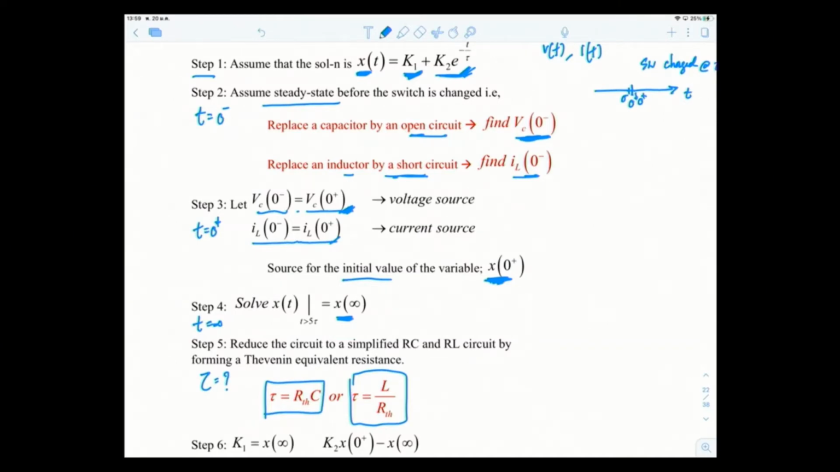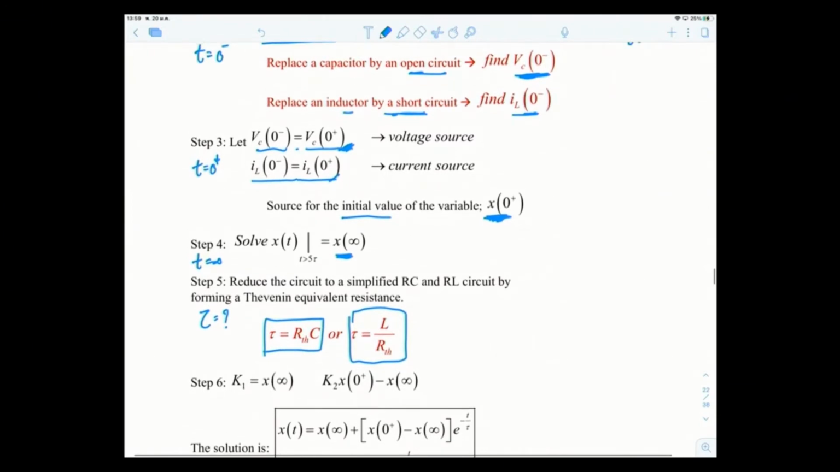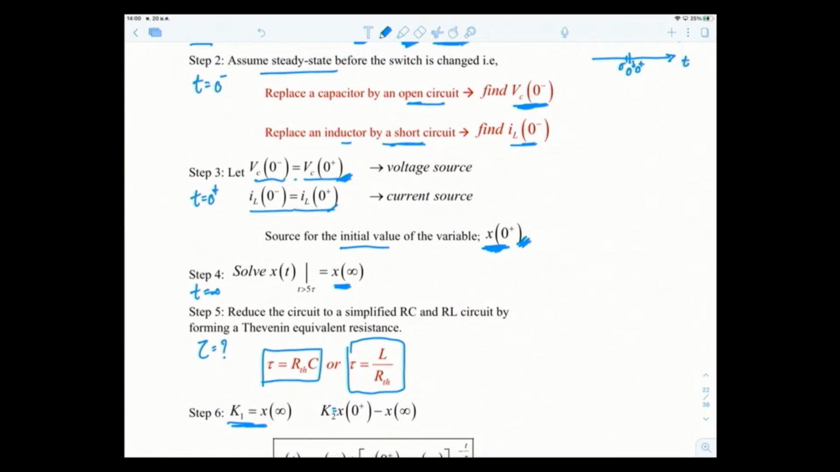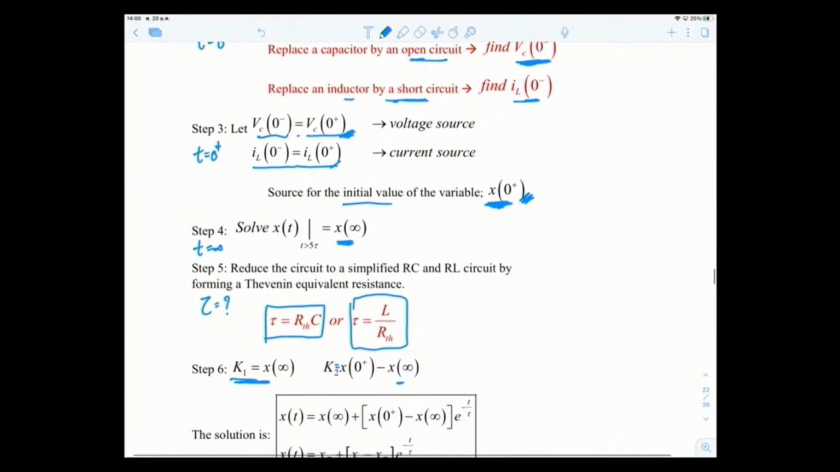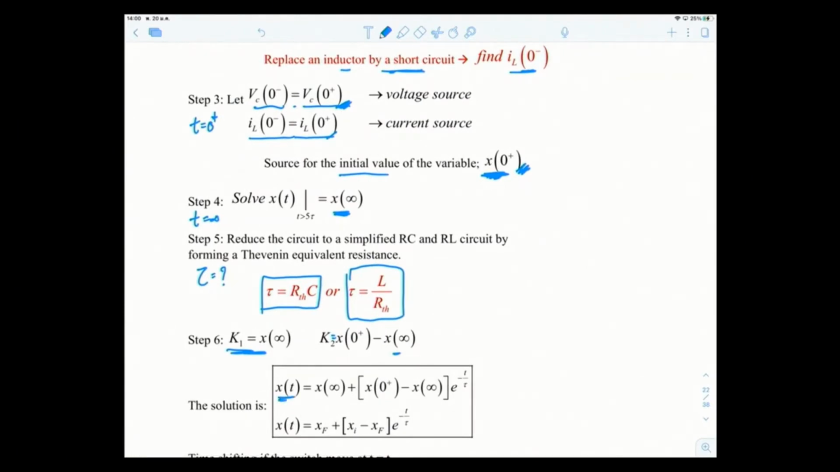Okay, so that's how to find tau. Then step 6, you substitute your constants. k1 is equal to x at t equal to infinity. k2 is equal to x at 0 plus minus x at infinity, so you take the value from step 3 minus the value from step 4. This gives your constants k1 and k2 in the assumed solution. Therefore your answer is x of t equal to x at infinity plus the quantity x at 0 plus minus x at infinity, times e to the minus t over tau.